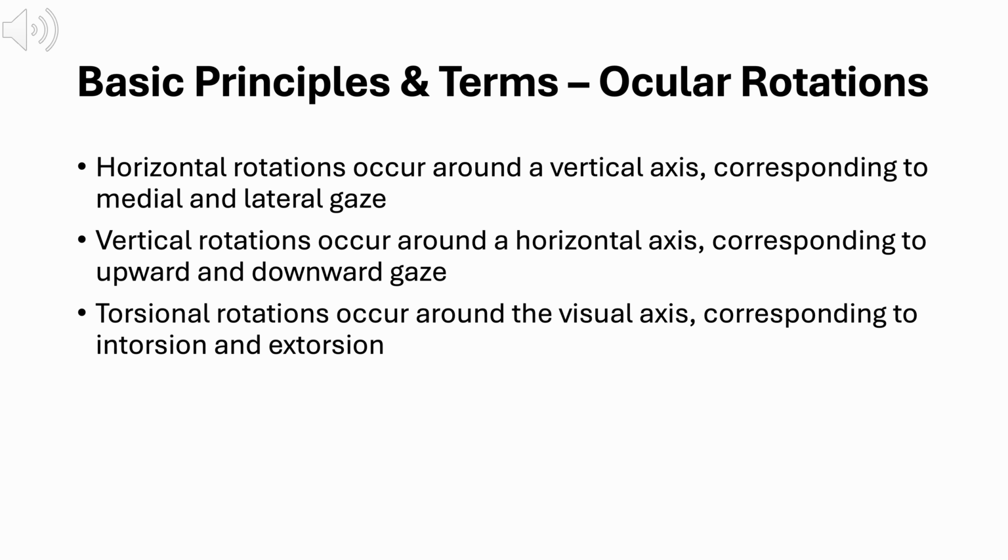Torsional movements occur around the visual axis, which runs straight through the pupil. These rotations produce intorsion and extorsion, where the top of the eye rotates inward toward the nose or outward toward the temple. Keeping these 3 axes in mind is essential because every extraocular muscle movement can be broken down into some combination of horizontal, vertical, and torsional rotation.